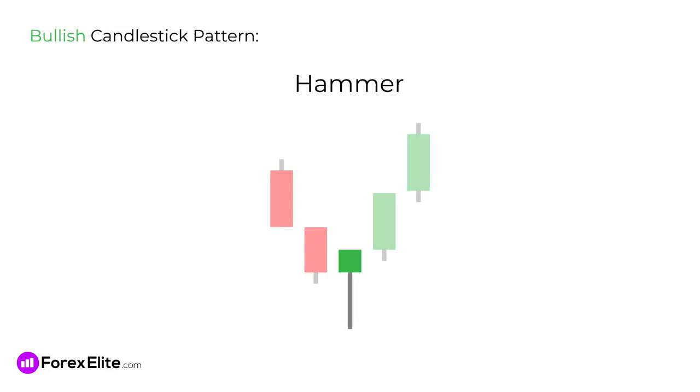Now let's discuss bullish candlestick patterns. The first one here is the hammer. The pattern was appropriately given its name because it really looks like a hammer. The hammer candlestick pattern has a small body, a long lower shadow, and a small to no upper shadow. Also, the long lower shadow is usually at least twice the size of the body.